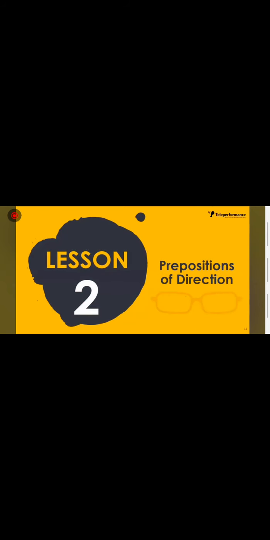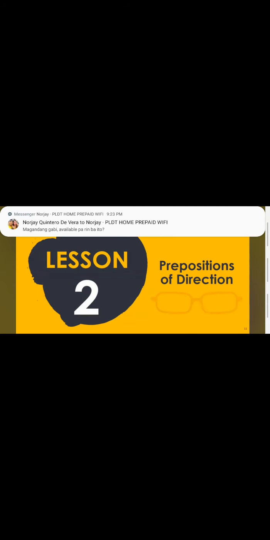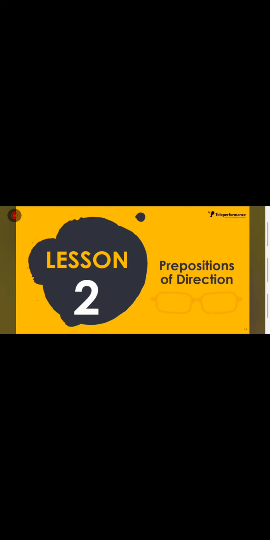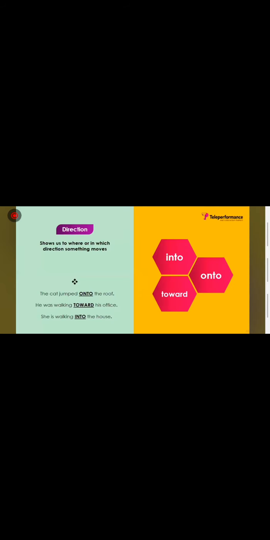Prepositions of direction. Or we say direction for some. So when we say direction, it should show us where or in which direction something moves. All right? It goes through that direction. The movement goes towards that direction.